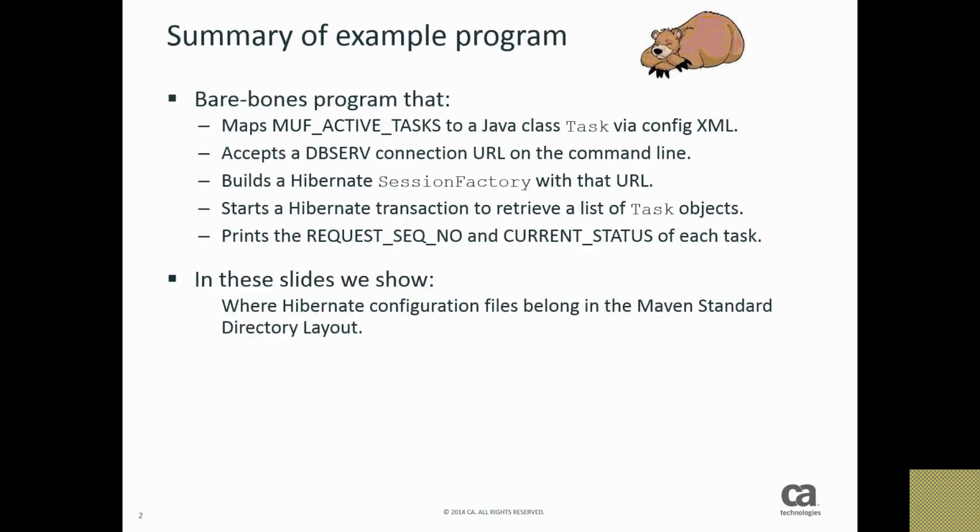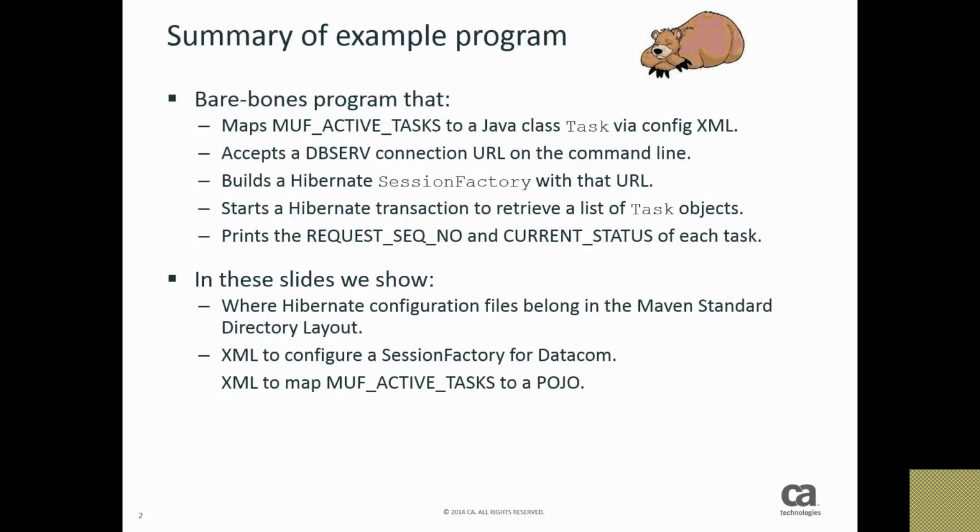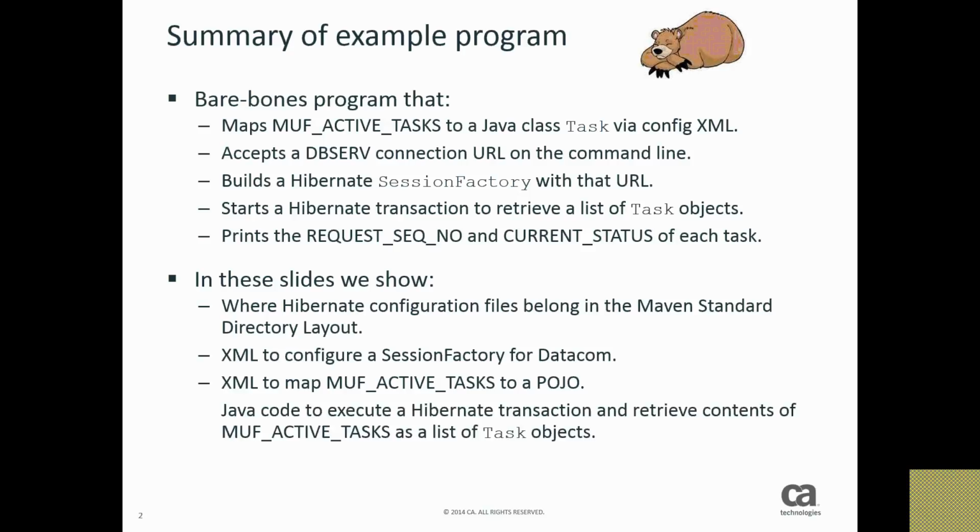The way we overview this on the slides is to start with where the configuration files belong in the Maven standard directory layout. If you prefer a different build tool like Gradle, there would just be a few small translations to your environment. But we'll look carefully at the XML to configure the session factory, and then look at the XML that maps the table schema to the POJO, which is just a Java bean. Finally, there's just a snippet of code needed to set up a session factory, create a session, and then execute a transaction that retrieves the contents of MUF active task.